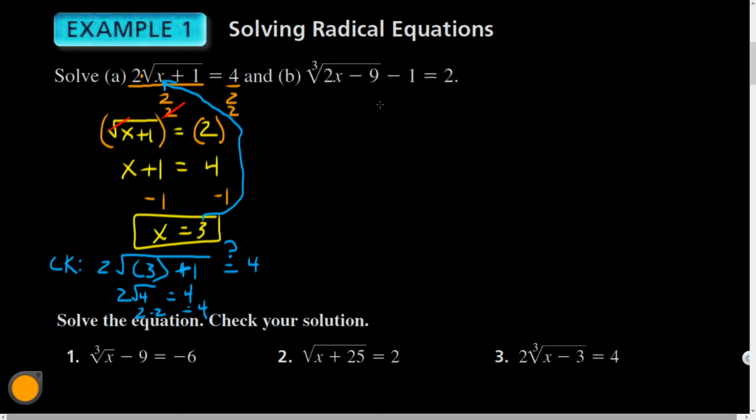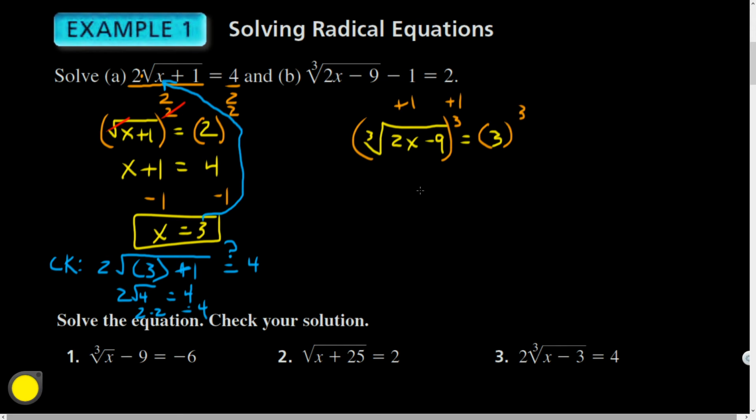All right, let's take a gander at this one. So this whole cubed root, I've got to get this by itself. Right now it's being subtracted by 1. So I'm going to move that 1 to the t'other side. And I've got the cubed root of 2x minus 9 equals 3. And in order to inverse a cubed root, in order to undo cube rooting, I've got to cube both sides.